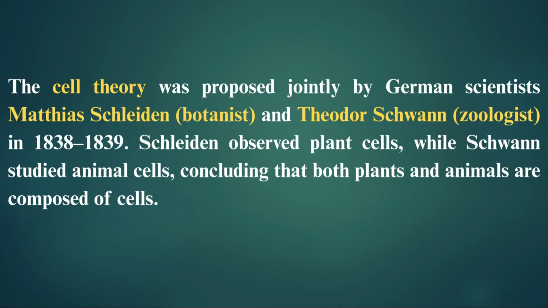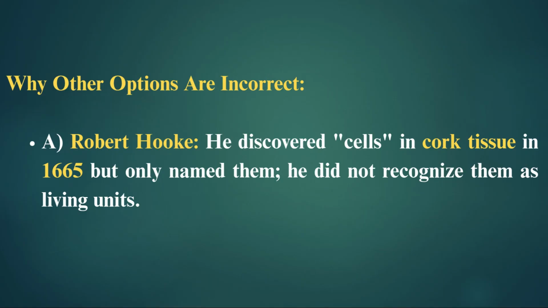The cell theory was proposed jointly by German scientists Matthias Schleiden, botanist, and Theodor Schwann, zoologist, in 1838 to 1839. Schleiden observed plant cells while Schwann studied animal cells, concluding that both plants and animals are composed of cells. Why other options are incorrect?